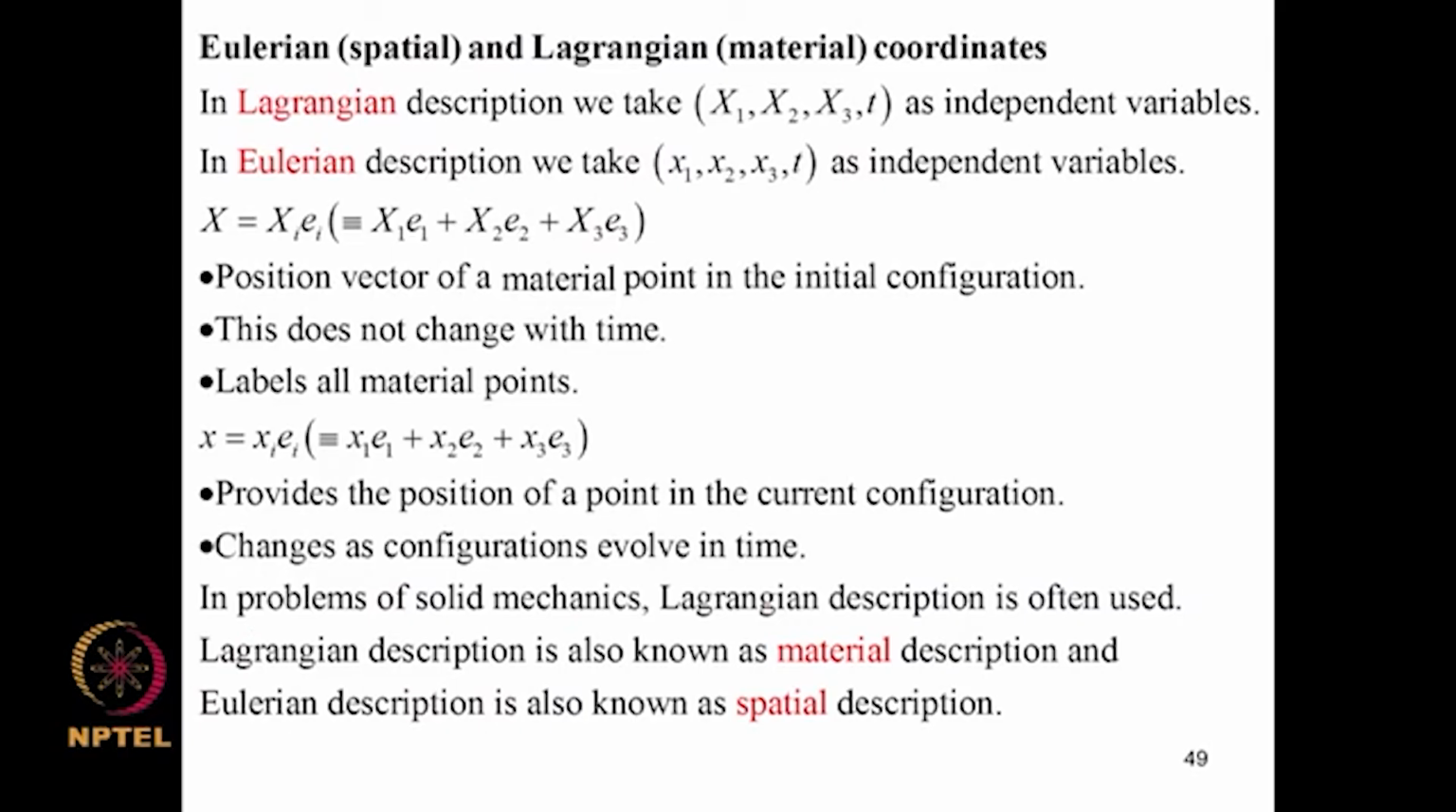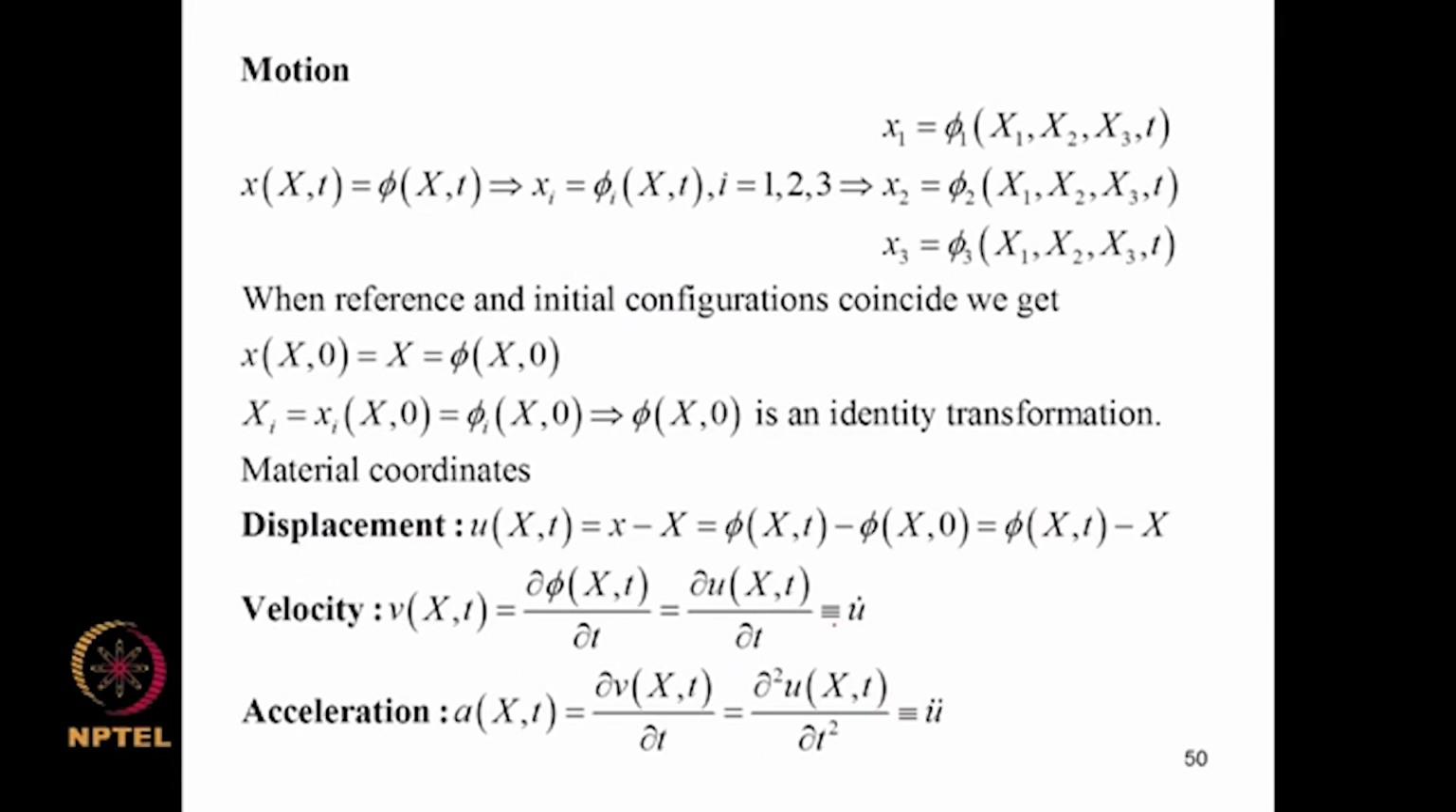In problems of solid mechanics, we adopt Lagrangian descriptions. The Lagrangian description is also known as the material description, and the Eulerian description is also known as the spatial description. The motion itself, that is this function phi of X, t, is defined such that the position vector of a point in the current configuration is related to where the point was in the reference configuration through this function. In longhand, there are 3 functions phi 1, phi 2, phi 3 that relate the capital X1, X2, X3 to the lowercase x1, x2 and x3.